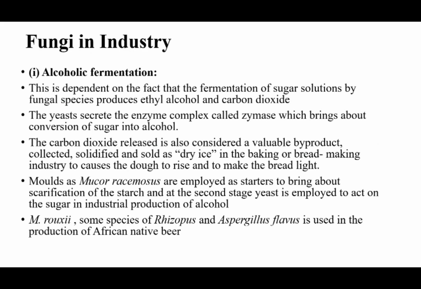Fungi in industry. It is very useful in alcoholic fermentation. So the whole process of fermentation of sugar solution is dependent on the fungal species to produce ethyl alcohol and carbon dioxide. Yeast secretes an enzyme complex called zymase, which brings about conversion of this sugar into alcohol. The carbon dioxide produced as a byproduct in this process of alcoholic fermentation is used as dry ice.